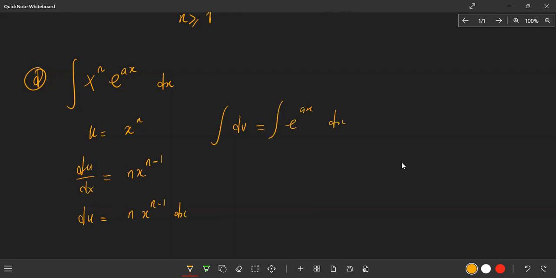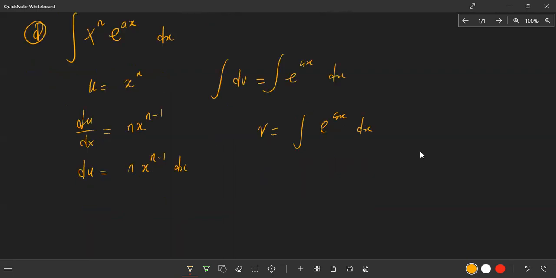Similarly, here you can find our v. Our v is just the integral of e to the power ax dx. So how do we integrate this? The integral is just the same function, e to the power ax, divided by the derivative of the power. So what's the derivative of the power here of the exponential? The derivative of ax is just a. So that is our v.